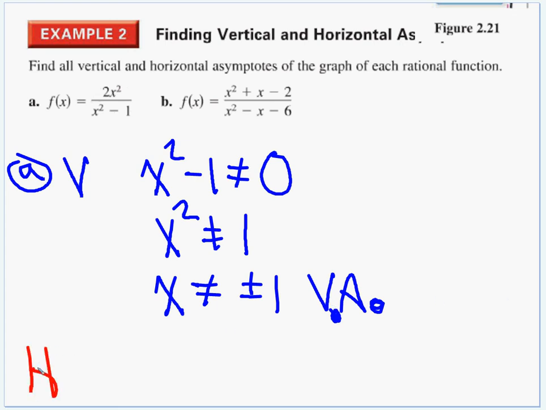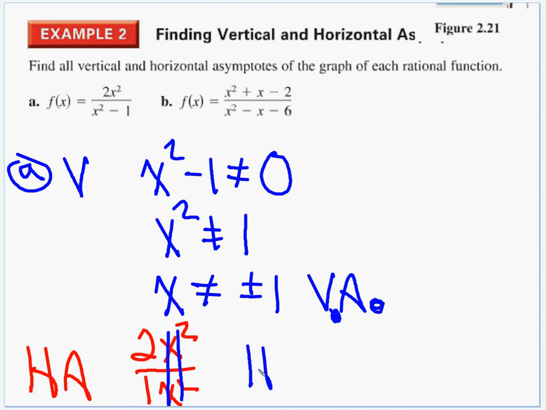For the horizontal asymptote, our numerator is a 2x squared at its highest power. Our denominator is a 1x squared, its highest power. Since it's a tie, we can just cancel the x squareds, and our horizontal asymptote is y equals 2.